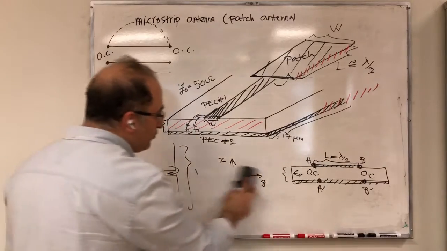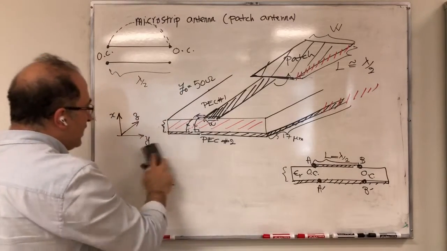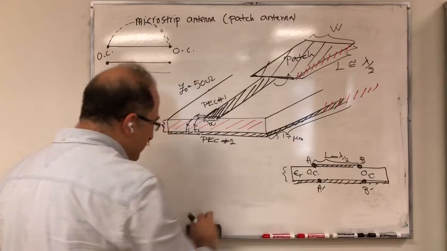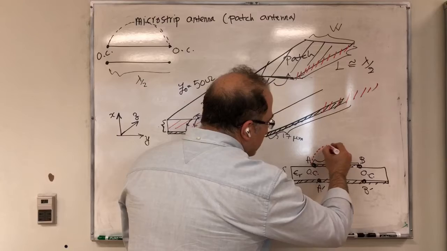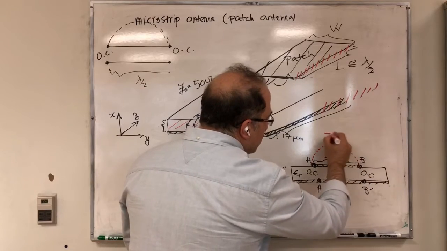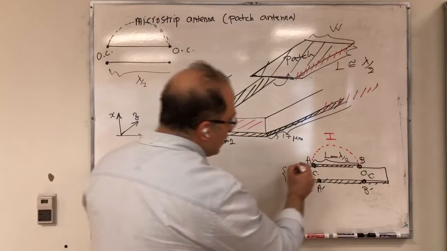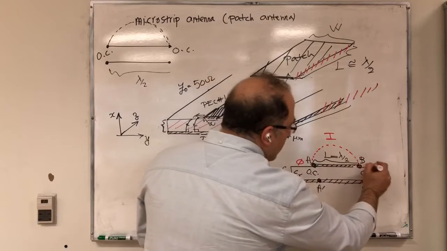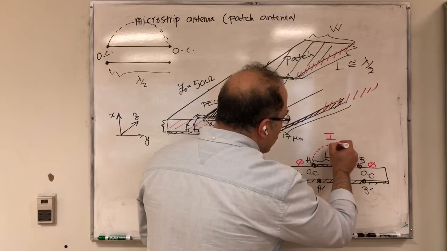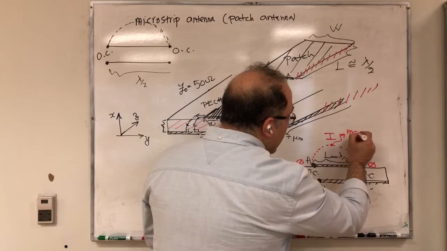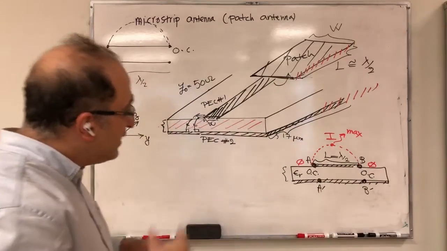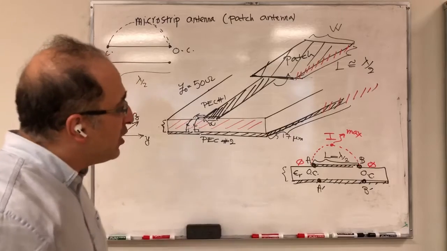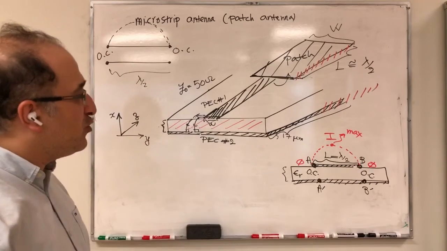So if I want to plot the current distribution here, I'm going to essentially have this current distribution. So this is my current distribution going to zero here, going to zero here, and going to max here. Again, remember, this is not exact. This is based on assuming that this is a transmission line. So this is my current situation.